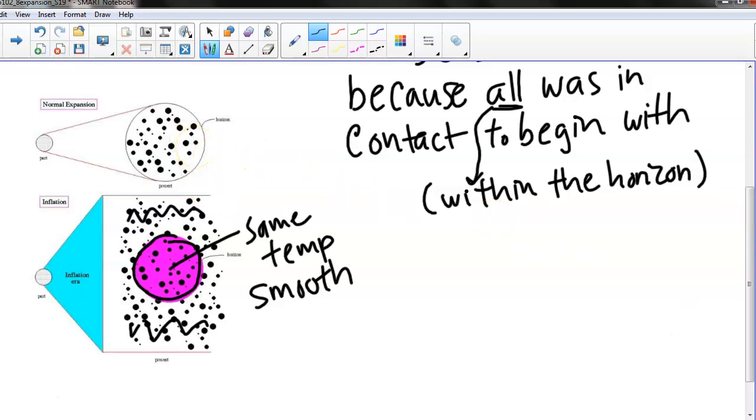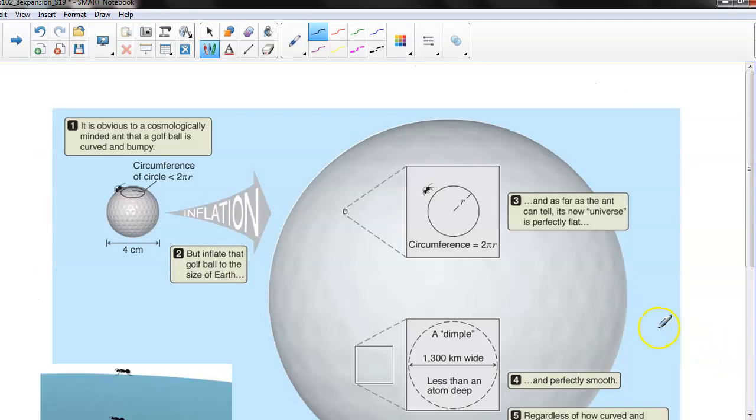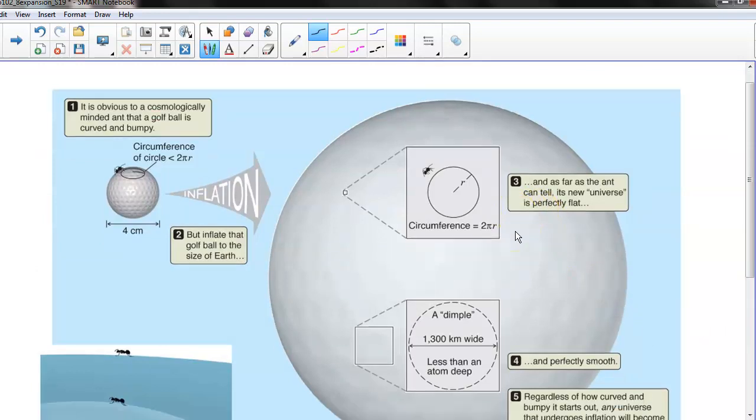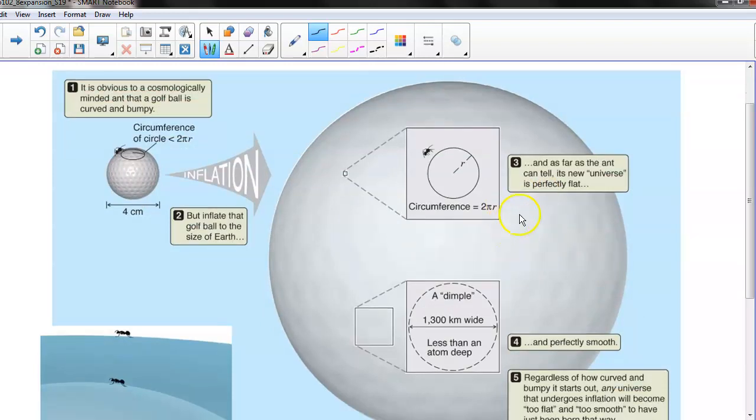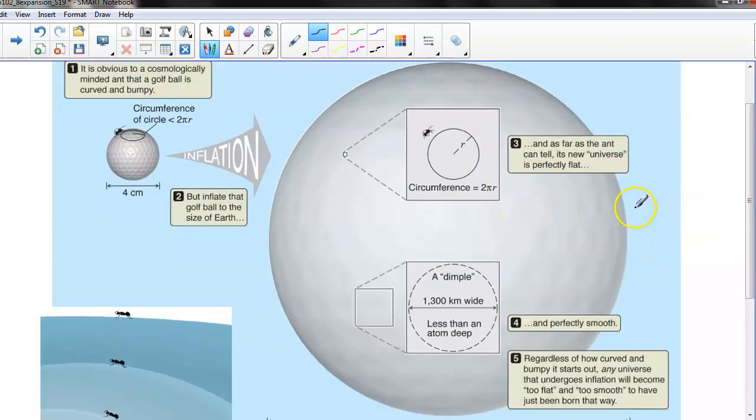That's inflation. Here's one more analogy for you. And by the way, inflation is a theory, just like the Big Bang. We don't know if it is perfect or if we're still missing a piece. But here's the idea in another analogy.